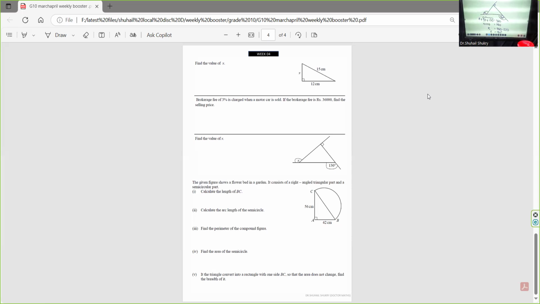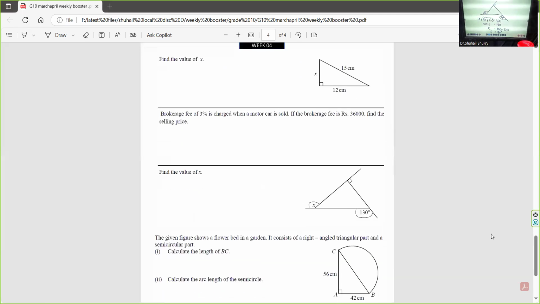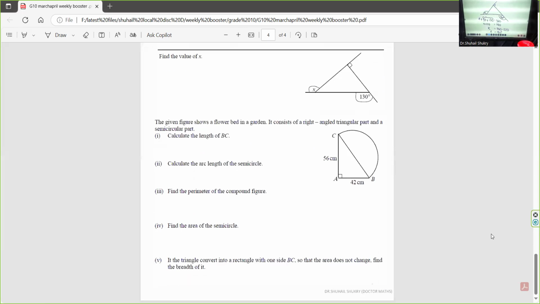Now this is the third one. And students, now there is a question related to area. Next one, right? The question related to area. The given figure shows a flower bed in a garden. It consists of a right angle triangle part and a semicircular part. There is a half circle plus there is a triangle.